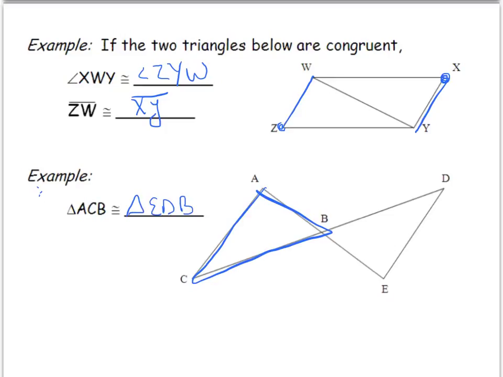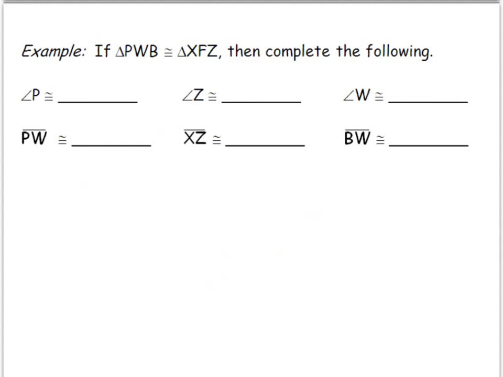All right, hopefully you said EDB. E matches up with A, D matches up with C, and obviously B matches up with itself, B. All right, what if I give you an example that doesn't have a picture, it just has the similarity statement?